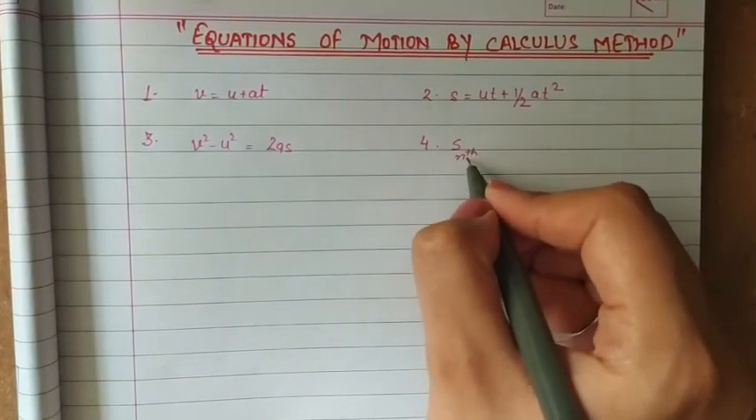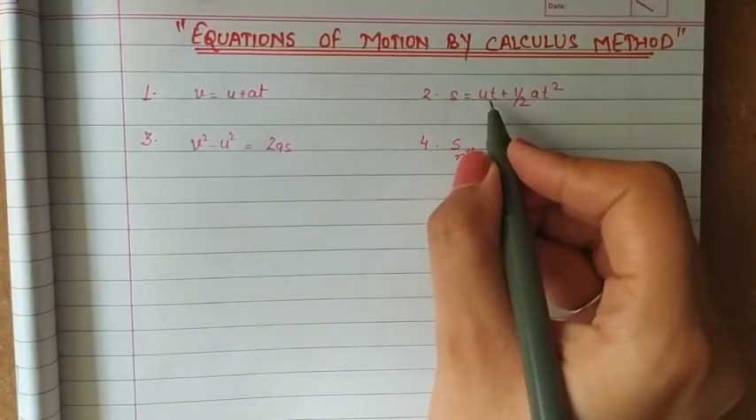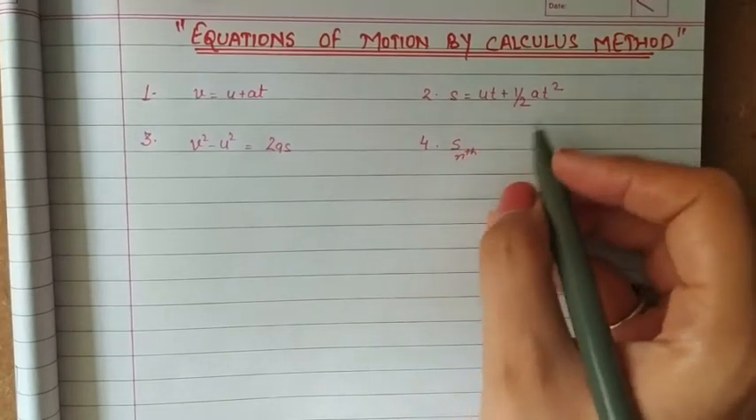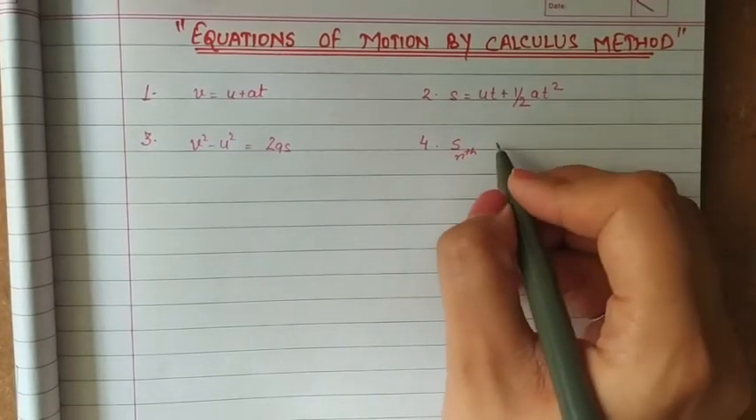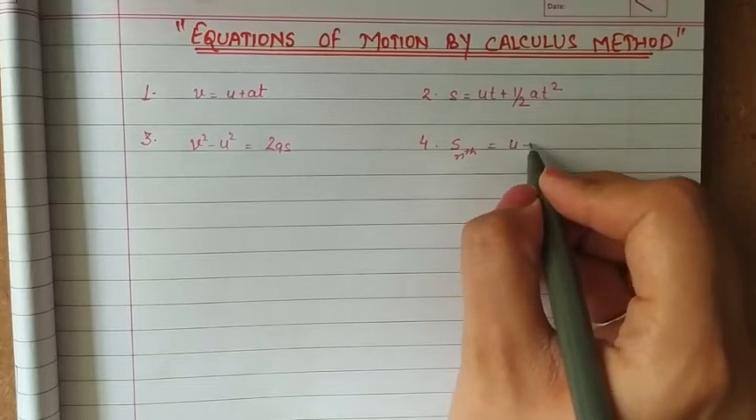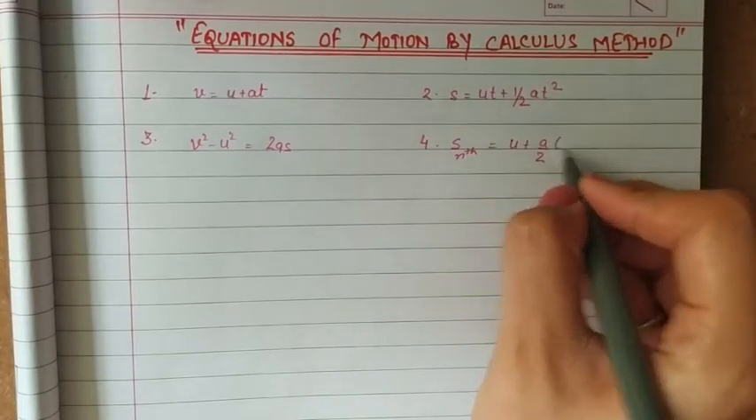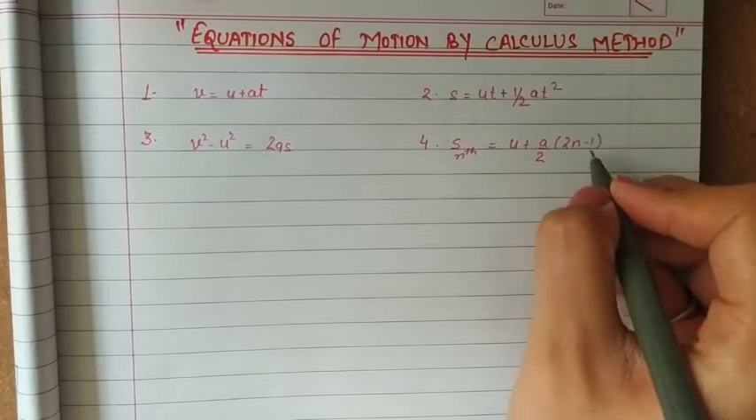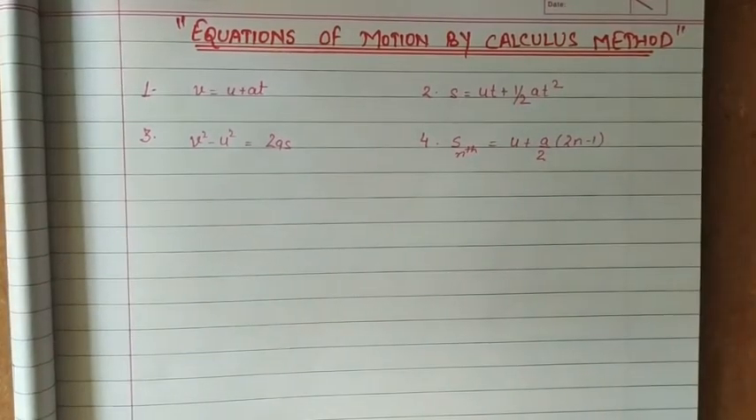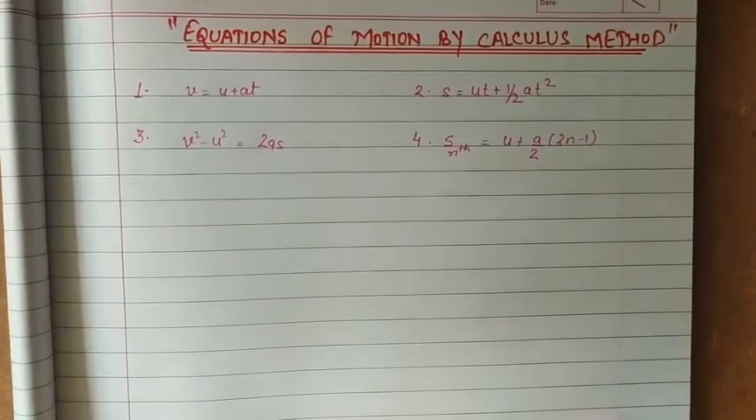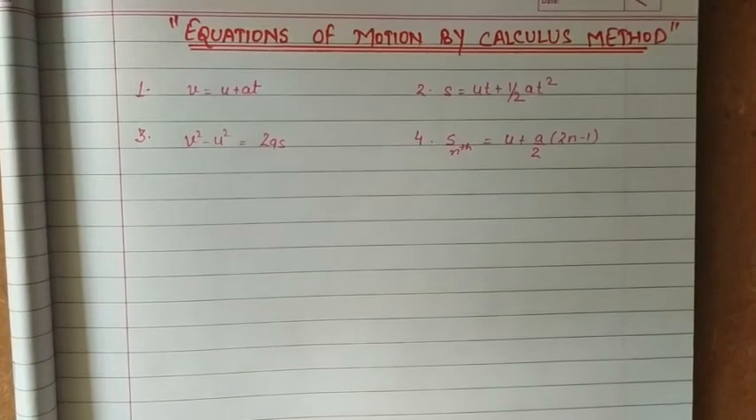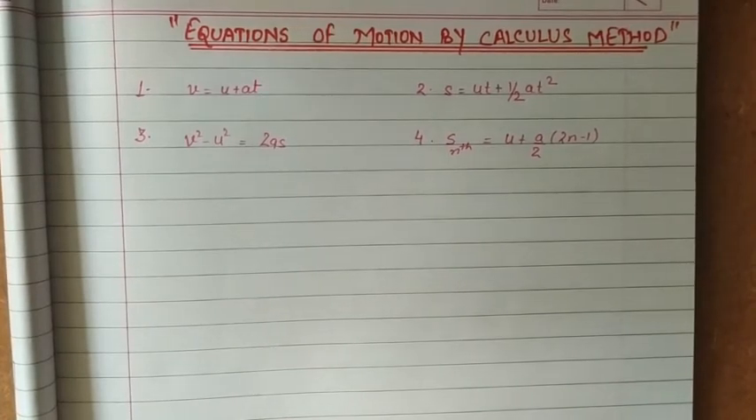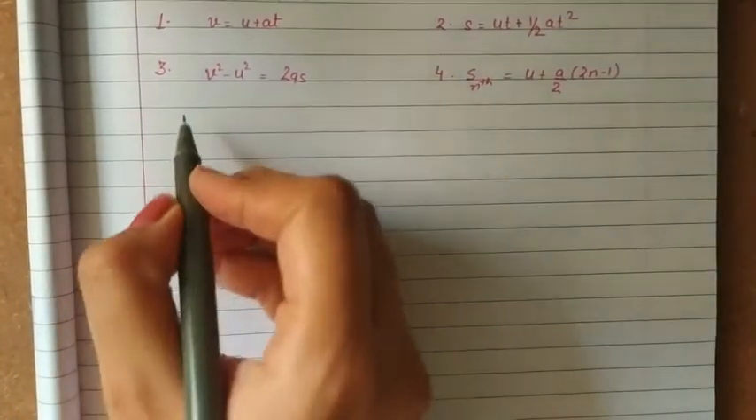Now the fourth one is derived from the second one. This is the modified version of the second equation of motion. S nth is equal to u plus a by 2 into (2n minus 1). So these are the four equations and we are going to derive all these four by taking the help of calculus by using integration and differentiation. So let's start with the first equation of motion.